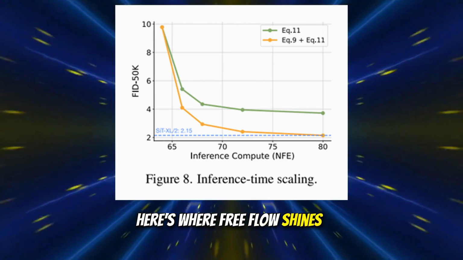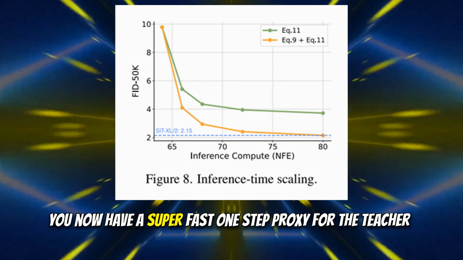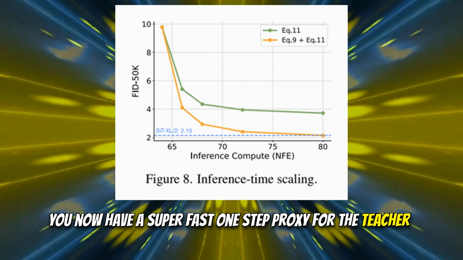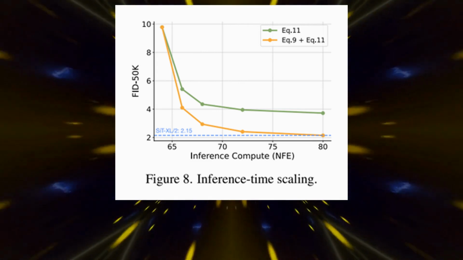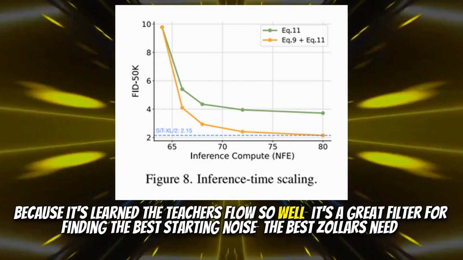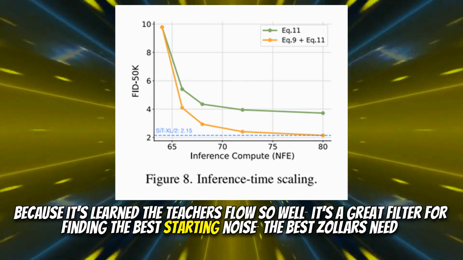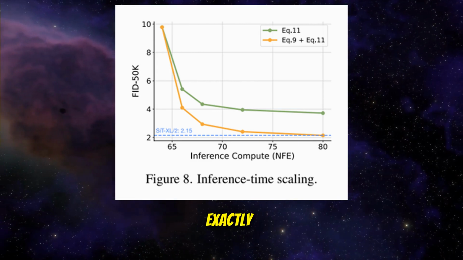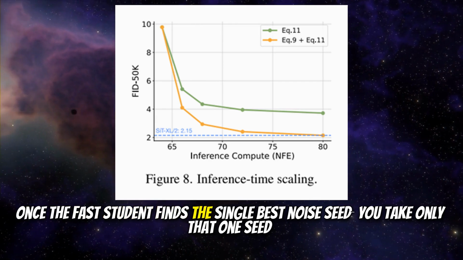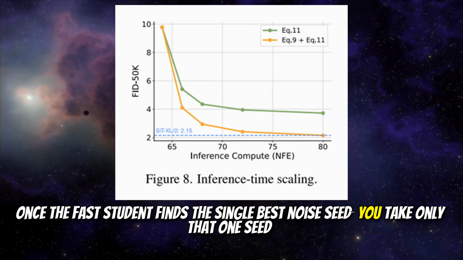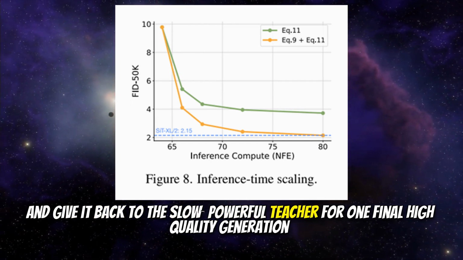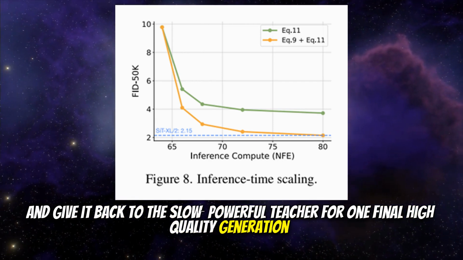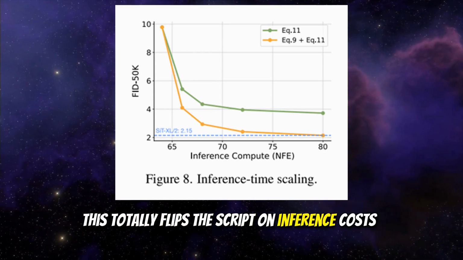Here's where FreeFlow shines. You now have a super fast one-step proxy for the teacher, so you can run that entire best-of-n search on the cheap student model. Because it's learned the teacher's flow so well, it's a great filter for finding the best starting noise. Exactly. Once the fast student finds the single best noise seed, you take only that one seed and give it back to the slow, powerful teacher for one final high-quality generation. This totally flips the script on inference costs.